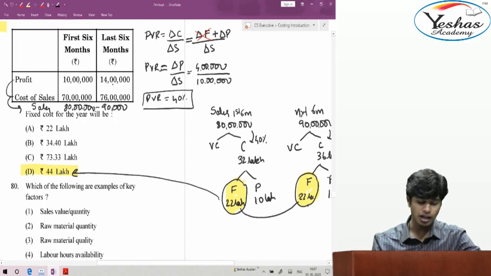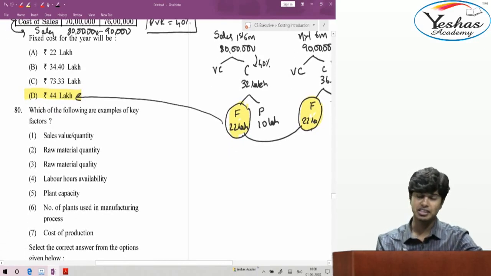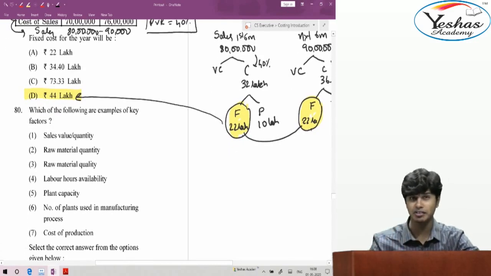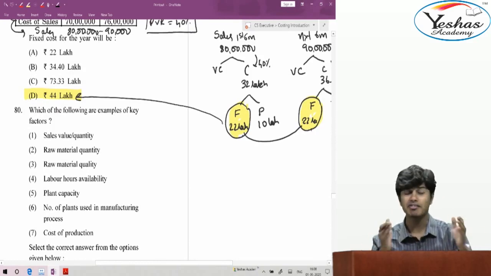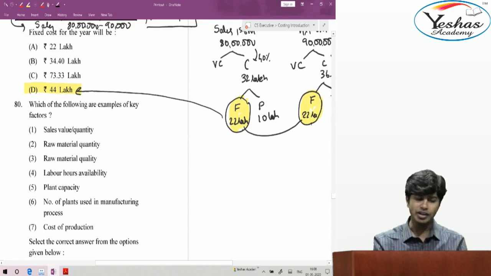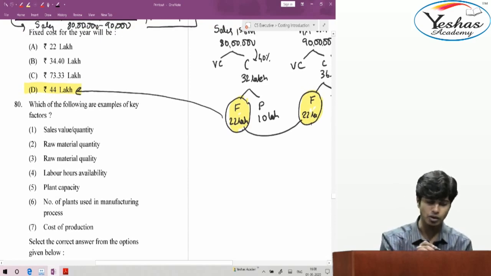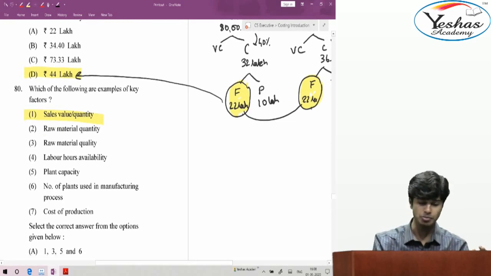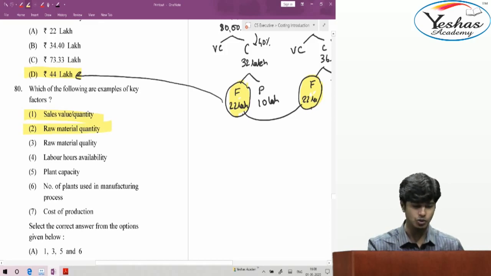Which of the following are key factors? Let's see what are the key factors. Key factor analysis, I told you, items which can affect the performance of the organization, which have constraints. Sales value quantity can be a key constraint. Like they might tell us only this many units can be sold. There is a limited demand for the product. Possible. Raw material quantity. Raw material can be available in limited quantity to the organization.